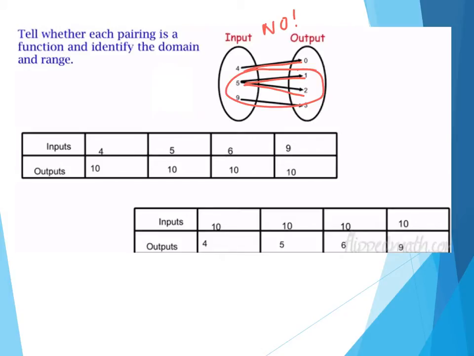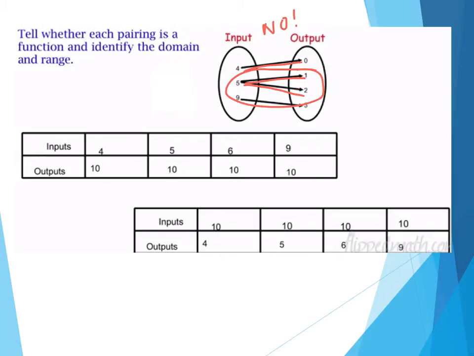Okay, now let's look at the next one. I have my inputs in a table and my outputs in this table, so it's going to be a little more difficult to think about. But think of my inputs, 4 to 10, 5 to 10, 6 to 10, 9 to 10. Each input is shown with its output.